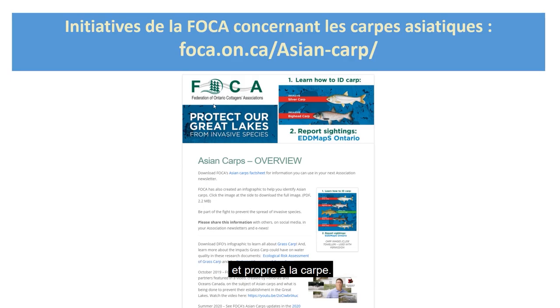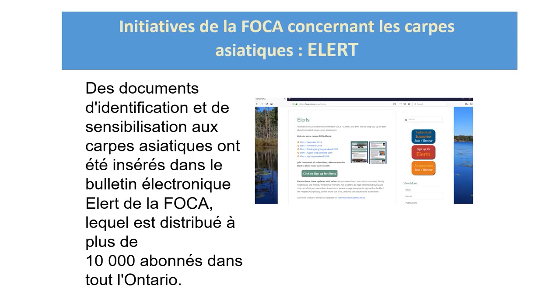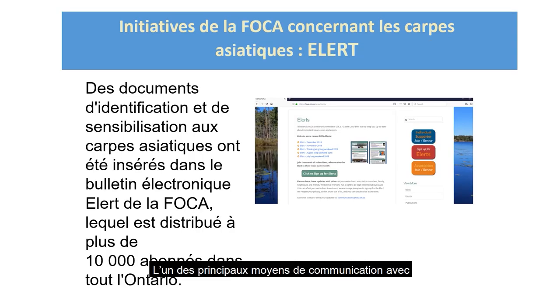We've had information available through our website, foca.on.ca, on many topics, and we've had dedicated resources there. Much of it is shared resources from this collaborative specific to Asian carp, and that's a site that we refer people to regularly as part of our communications. One of the primary ways we communicate with our members across the province is through our e-alert, or e-newsletter, which goes to about 11,000 subscribers now across Ontario.